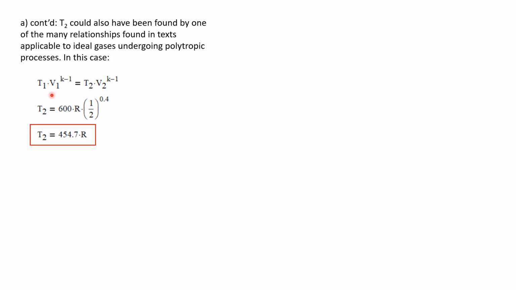So we write T1 V1 to the K minus 1 power is equal to T2 V2 to the K minus 1 power. I'm not going to work out all the details here, but basically we know K and we know everything but T2. Solving this expression, and I'll leave this to you, T2 is 454.7 degrees R. Exactly the same answer we had from using the ideal gas law.